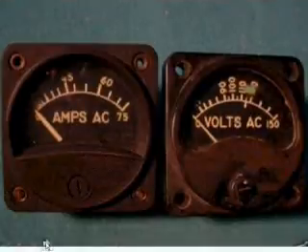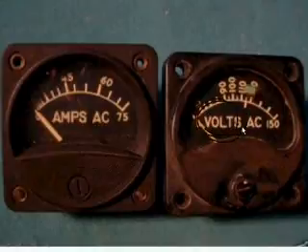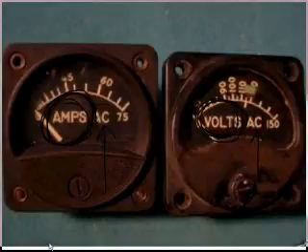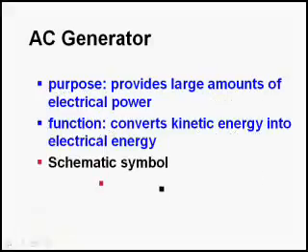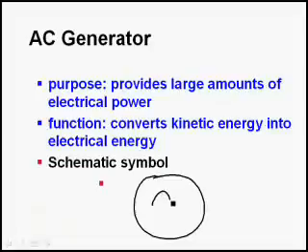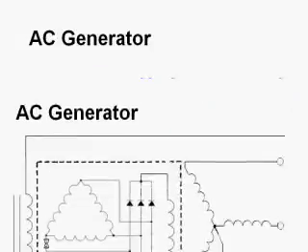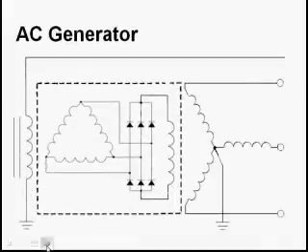And of course, to have electrical energy, we need volts and we need amps. So I have some old school alternating current voltmeters and ammeters. And the schematic symbol for an AC generator is that sine wave. So there we go, there's an AC generator. Now, you can try drawing this if you want to.